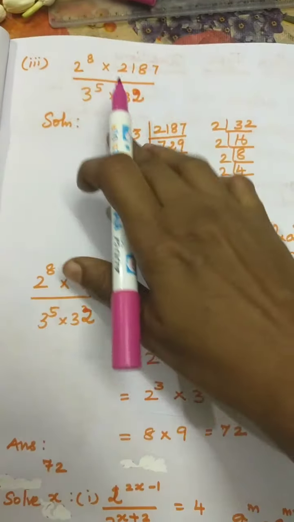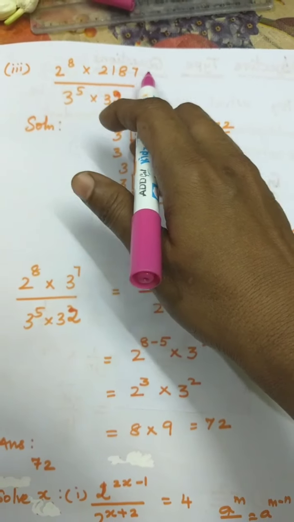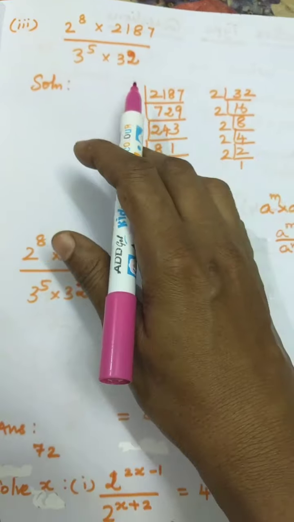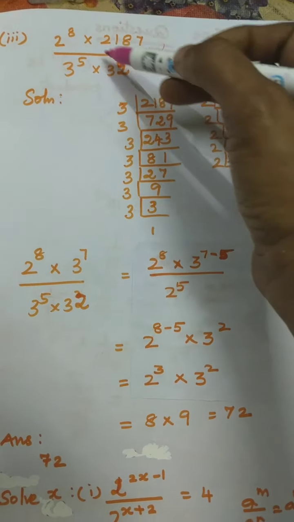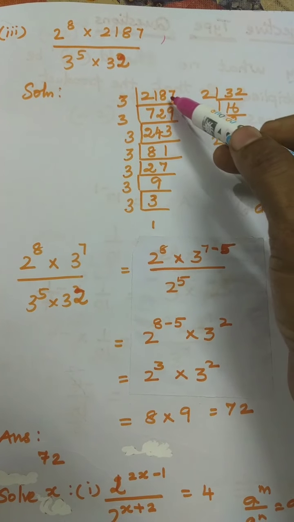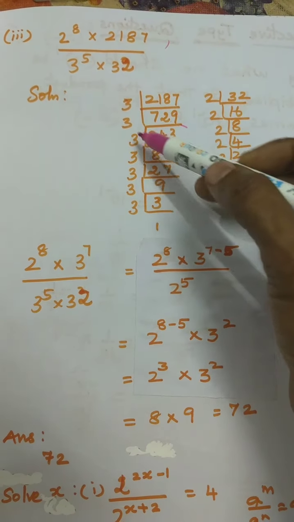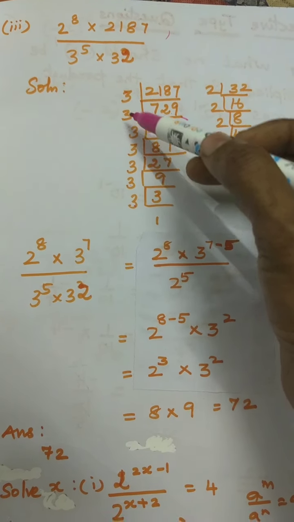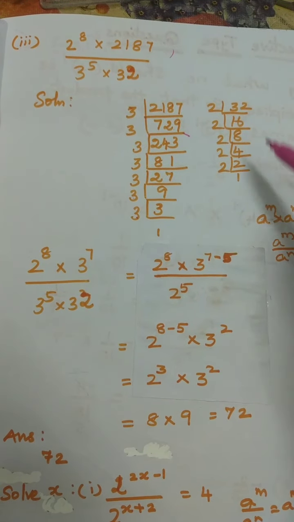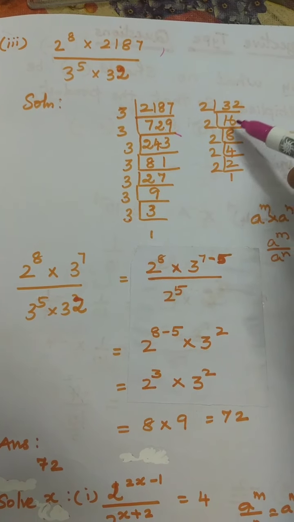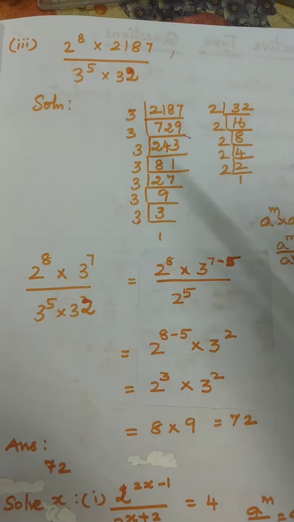Okay. Then the third sum: 2 power 8 into 2187 divided by 3 power 5 into 32. Okay. You have to split this 2187 like this. It is 3 table 729, again 3 table, again 3 table. How many 3s? 1, 2, 3, 4, 5, 6, 7 3s. Again you have to divide 32 by 2 table: 1, 2, 3, 4, 5 2s.